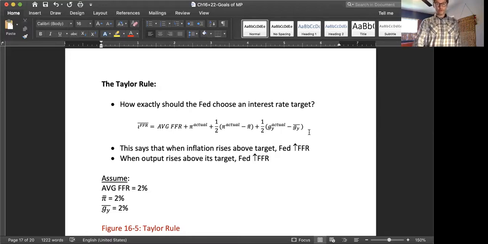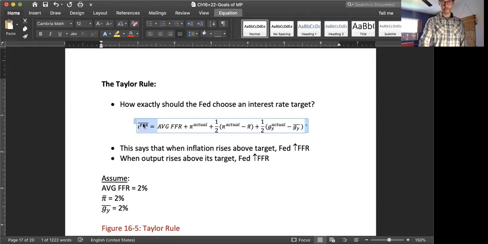What is the federal funds target interest rate? The bar over this means that's the target that the Fed's going to set for the federal funds interest rate. The Taylor rule says there's a very simple formula for what that target should be. First, you figure out what the average real federal funds rate should be, what we think it should be on average. And then we add in expected inflation.